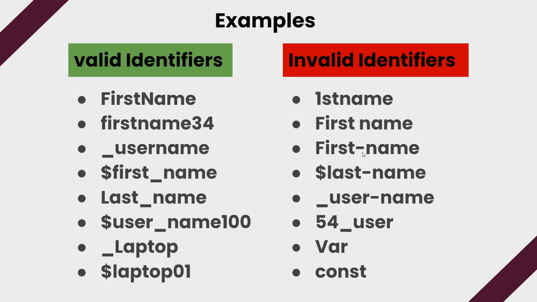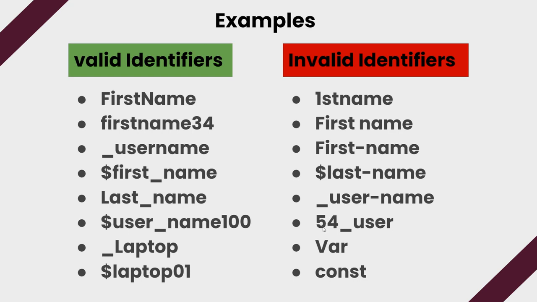Next, we have first-name, another wrong identifier. The hyphen is not allowed. Next, we have $last-name. Because of the hyphen, it is not allowed, despite the fact that it begins with the dollar sign, which makes it look valid. It has the hyphen here, invalid, unacceptable. Next, we have _user-name, also invalid. JavaScript will not accept this.